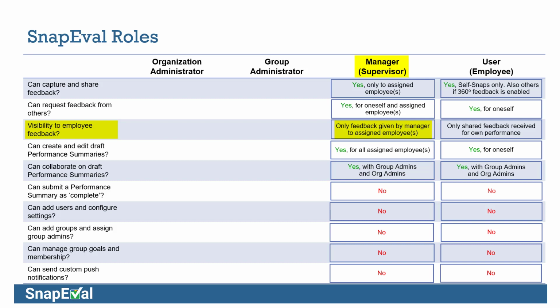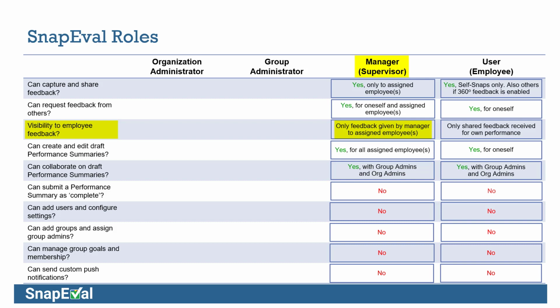In other words, if an employee has received feedback from anybody else in the organization, whether it's another manager or a peer, the person who only has the supervisor role for that employee cannot see feedback that has come from those other managers or from peers to that particular employee.